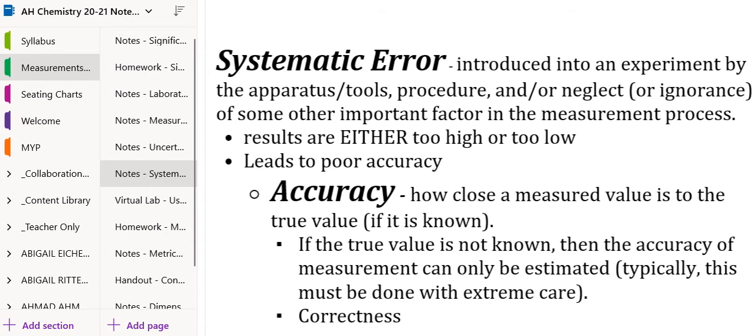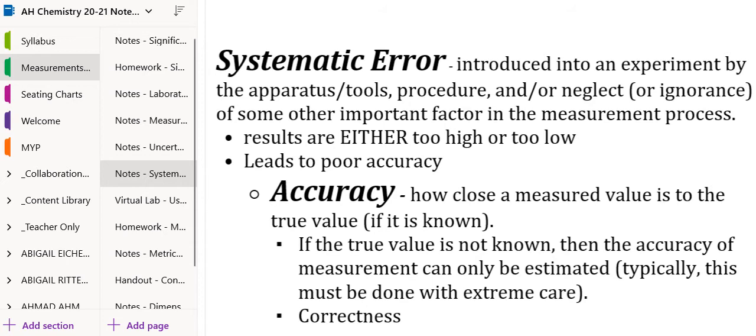Systematic error is where anytime it is present, it causes your results to be either too high consistently or too low consistently. And so when we have systematic error, it's going to lead to what we call poor accuracy, meaning our measured values are not going to be close to the true or accepted value. So accuracy is how close your measured values are to the true value or the accepted value. And so our one-word description of accuracy is correctness.